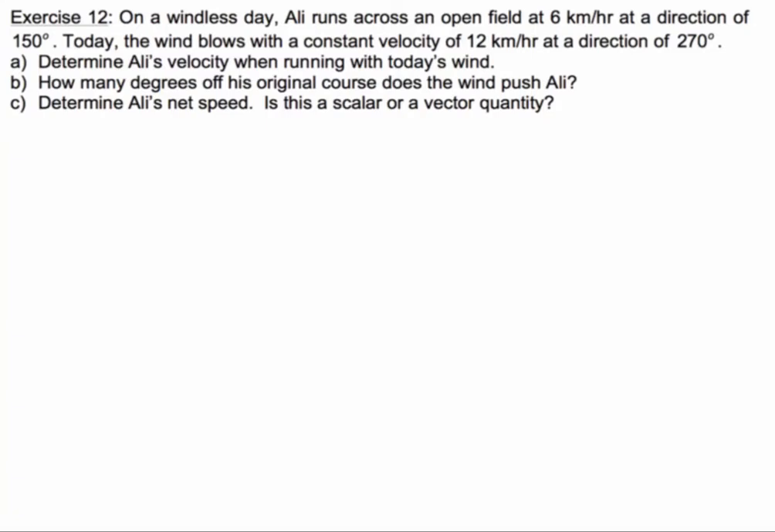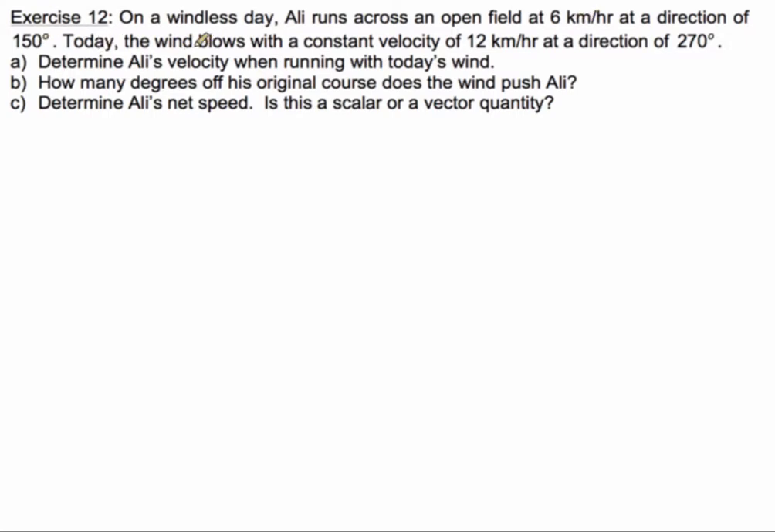1.1 vectors, we will look at exercise 12. We are told that Ali runs on a windless day at a speed across an open field of 6 kilometers per hour at a direction of 150 degrees. This is his velocity because we have the magnitude of velocity, known as speed, plus the direction.